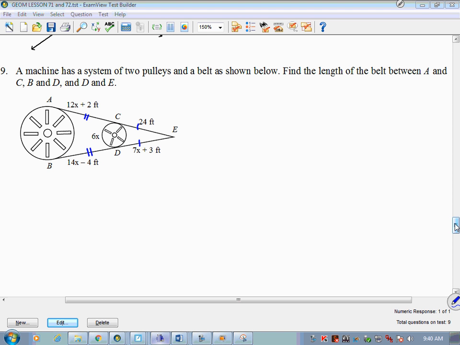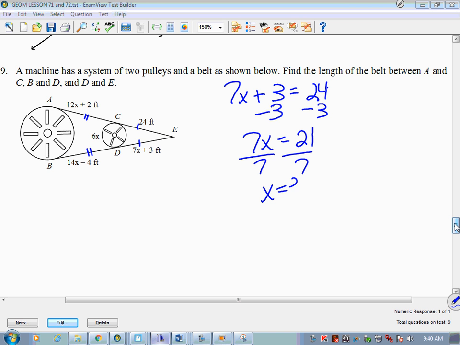All right, so the easiest thing to do is to set an equation equal to another equation. Which equations would we set equal? Easiest to do. CE and DE, that's absolutely right. So 7x plus 3 equals 24. Subtract 3. 7x equals 21. Divide by 7. X equals 3. So we want to find DE. Actually, we already know what DE is, don't we? We already know that that's 24. So we've got this one.